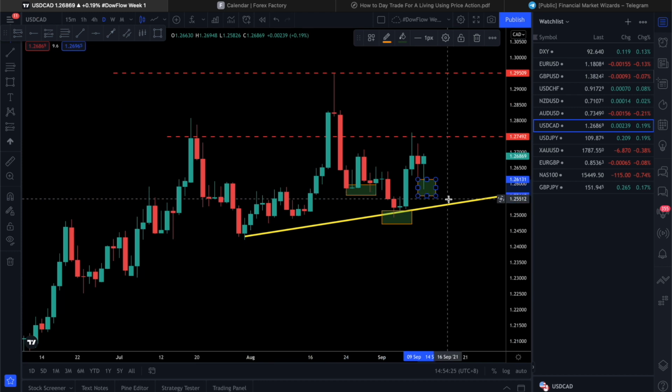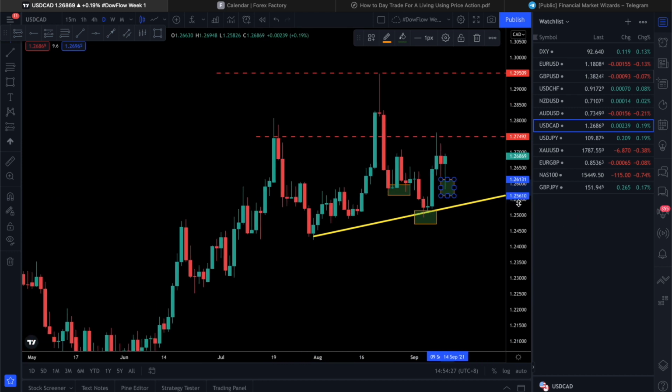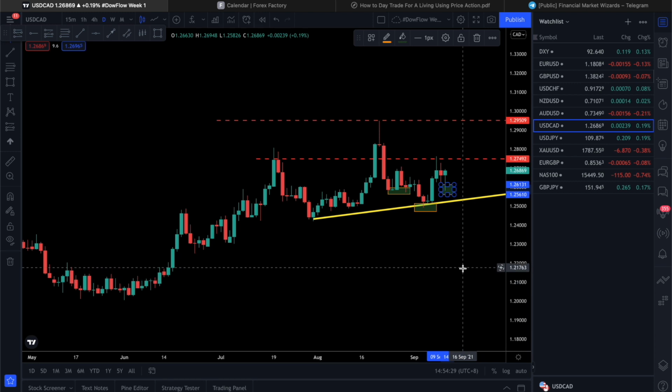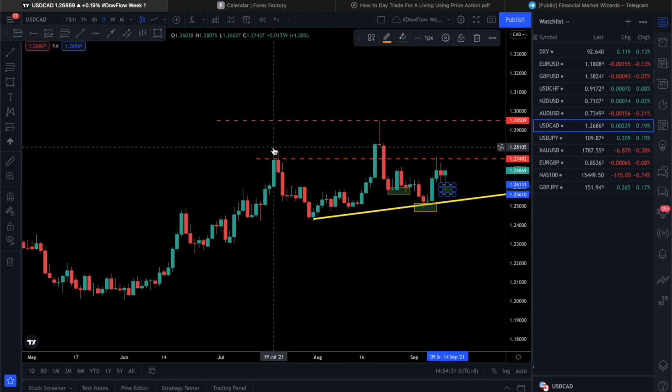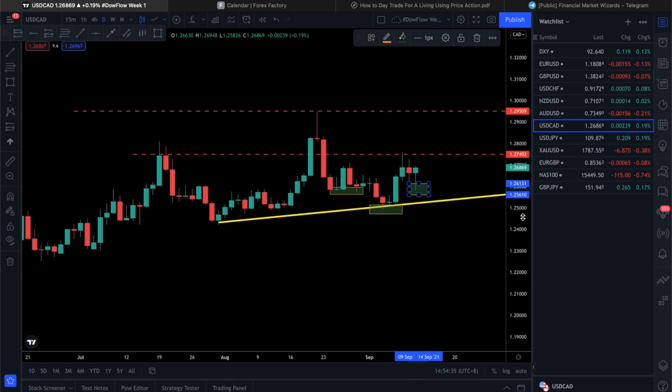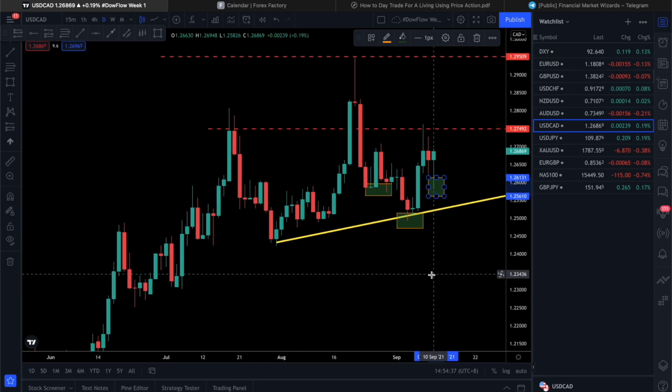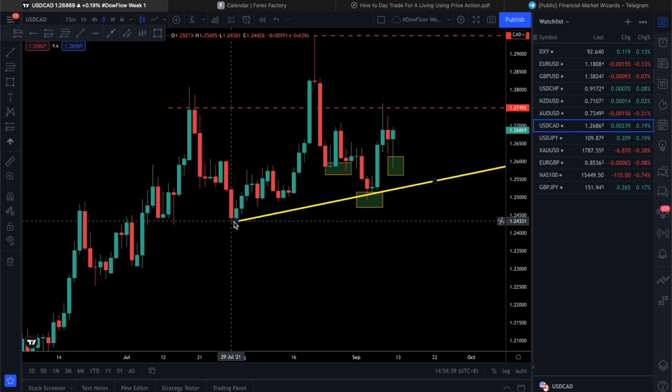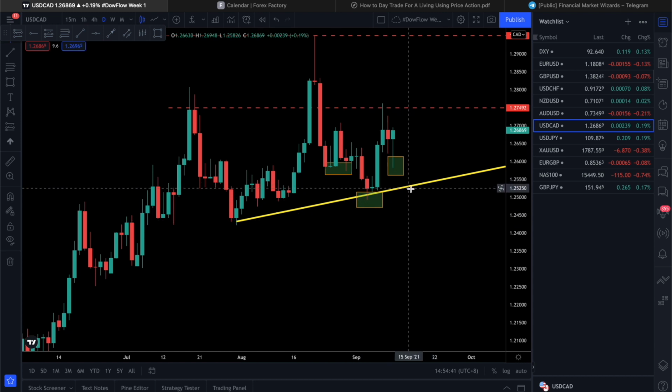So moving on to dollar CAD. The market condition for dollar CAD is pretty clear. It's still in an uptrend. We have a high here, we have a low, higher high, higher low. In addition to that, we also have an ascending trend line. Just connect this low with this low and you should get this trend line.